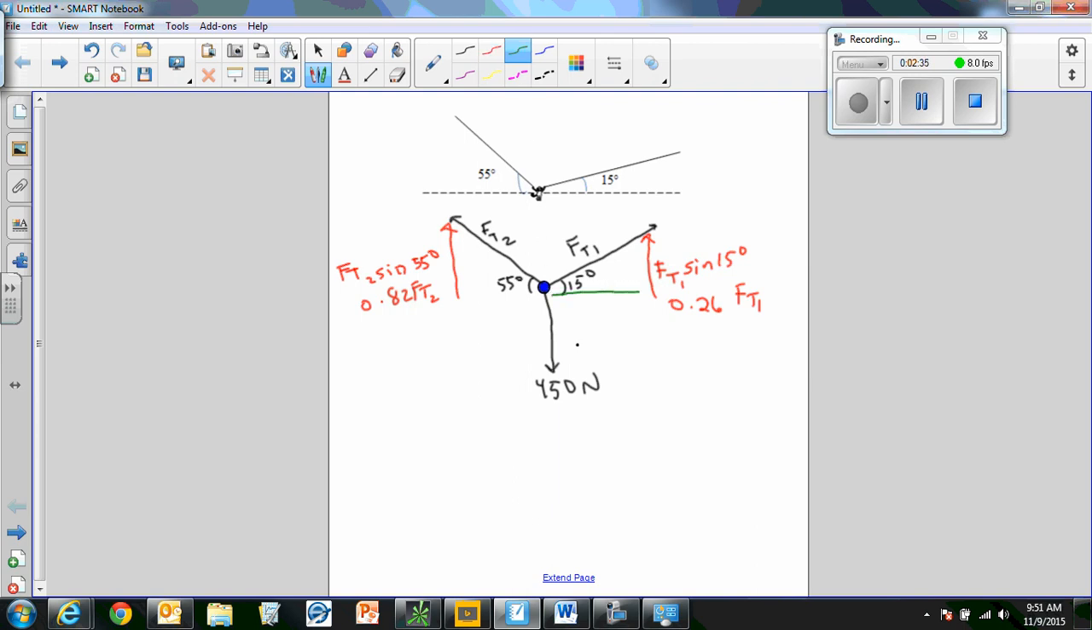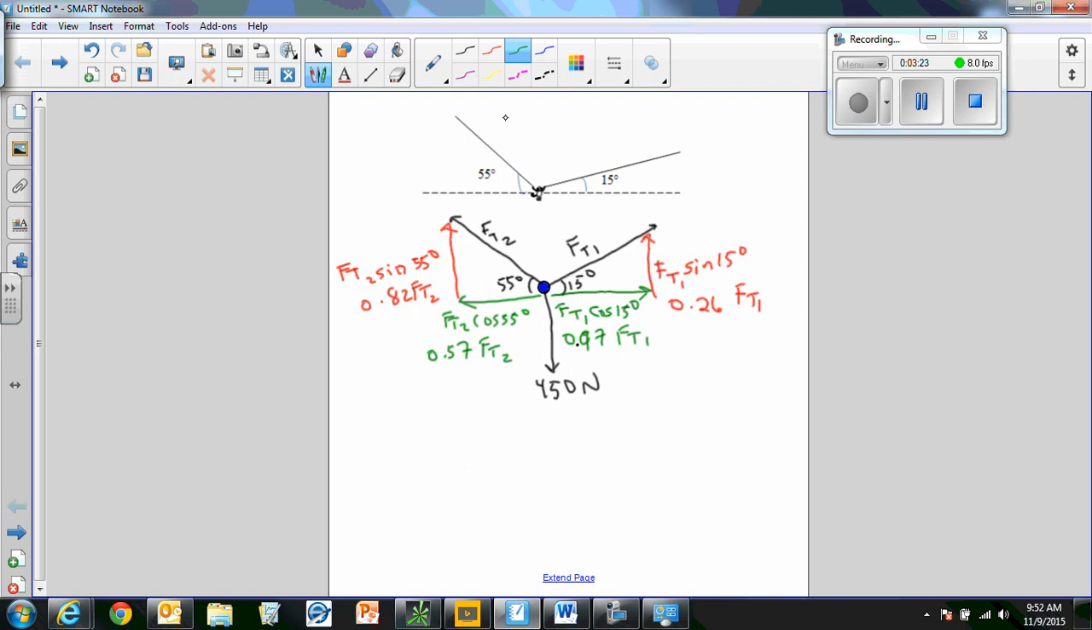There's also an x force here. That's the cosine because it's adjacent. That's going to be FT1 cosine of 15 degrees. So I get my calculator out, and be sure I'm in degree mode, and enter cosine 15 degrees, I'll get 0.97 FT1. This one points to the left. That one is the hypotenuse, which is FT2 times the cosine of 55 degrees. My calculator, if I enter cosine 55 degrees, I get 0.57 FT2.